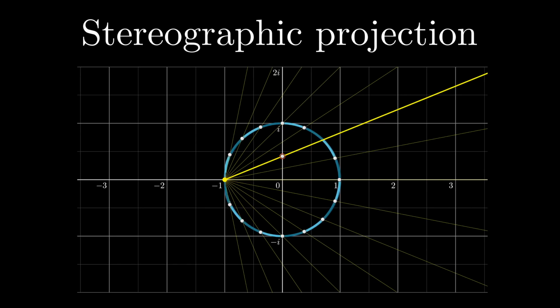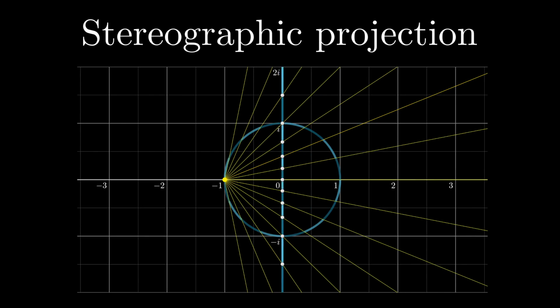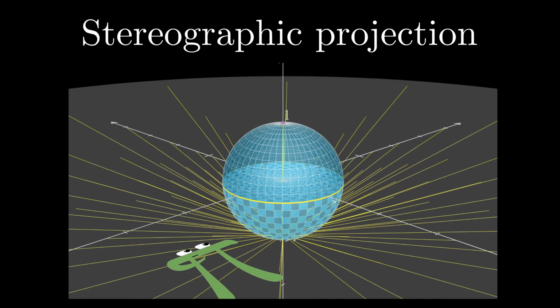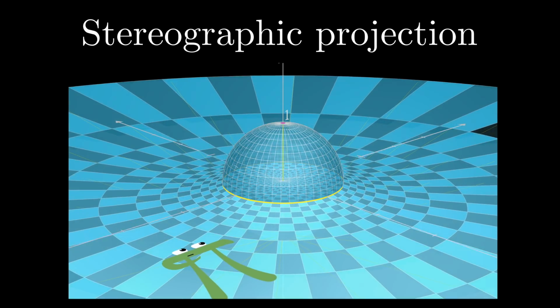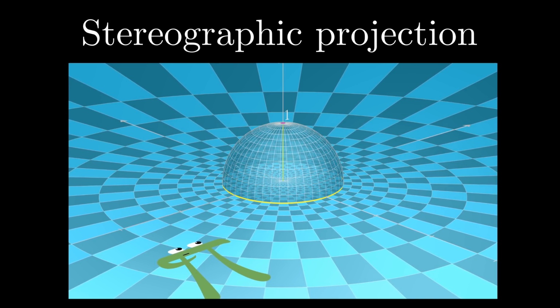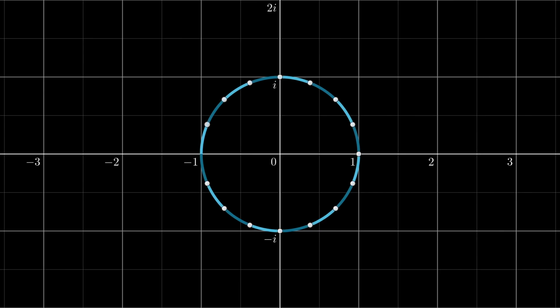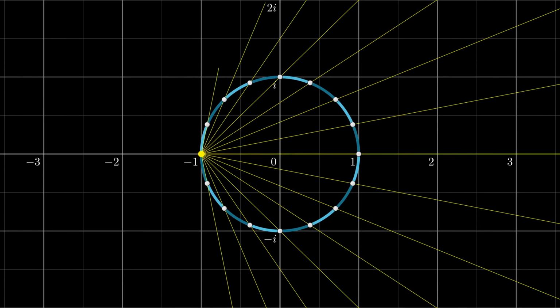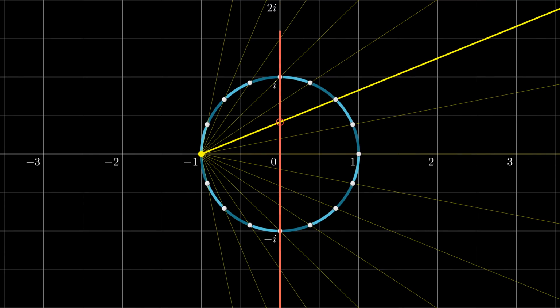It's a special way to map a circle onto a line, or a sphere into a plane, or even a 4D hypersphere into 3D space. For every point on the unit circle, draw a line from -1 through that point, and wherever it intersects the vertical line through the circle's center, that's where the point of the circle gets projected.